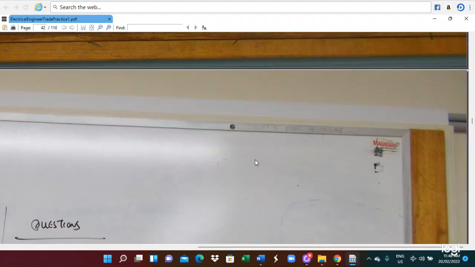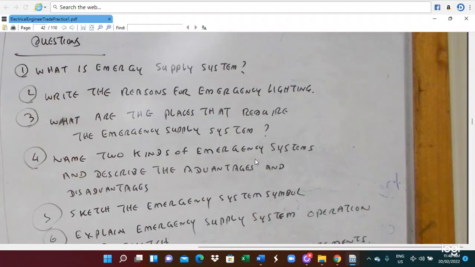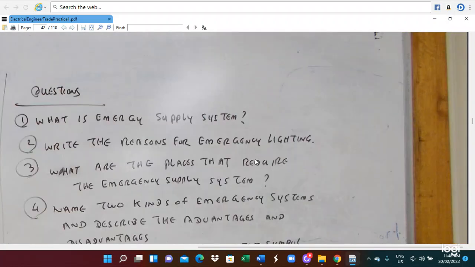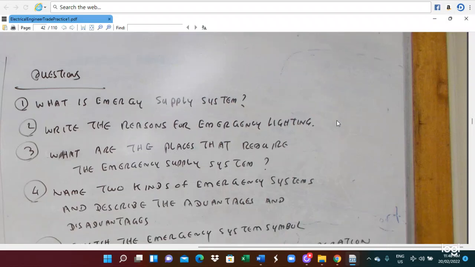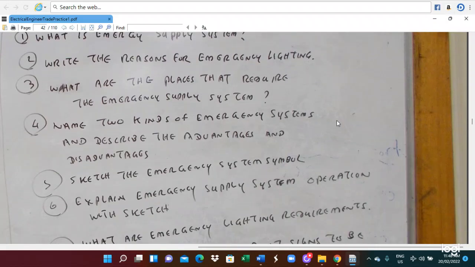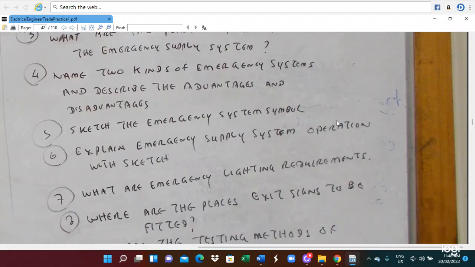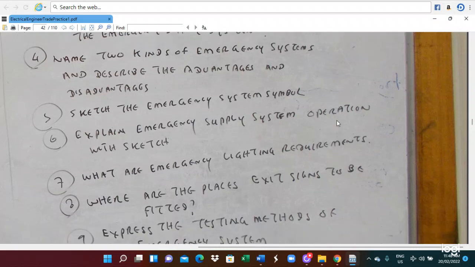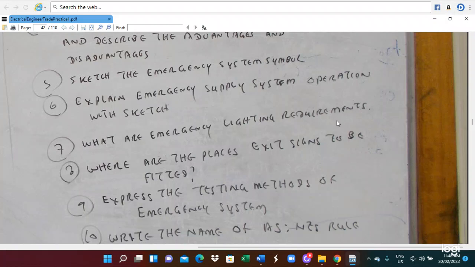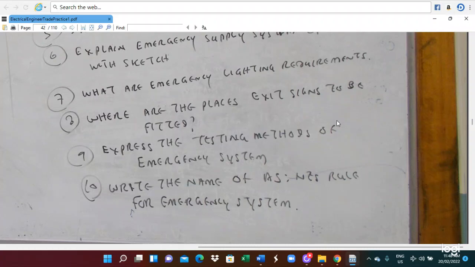Based on those emergency systems, you have to answer the questions: What is the emergency supply system? Write the reason for the emergency lighting. What are the places that require the emergency supply system? Name the 2 kinds of emergency system and describe the advantages and disadvantages. Sketch the emergency system symbol. Explain the emergency system operation with the sketch. What are the emergency lighting requirements and where are the places exit signs are to be fitted? Express the testing method of the emergency system and write the name of the AS/NZS rule for the emergency system. Those things you have to explain.